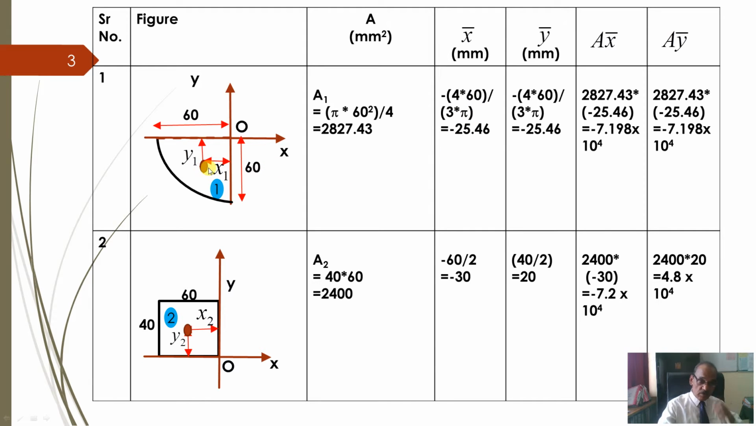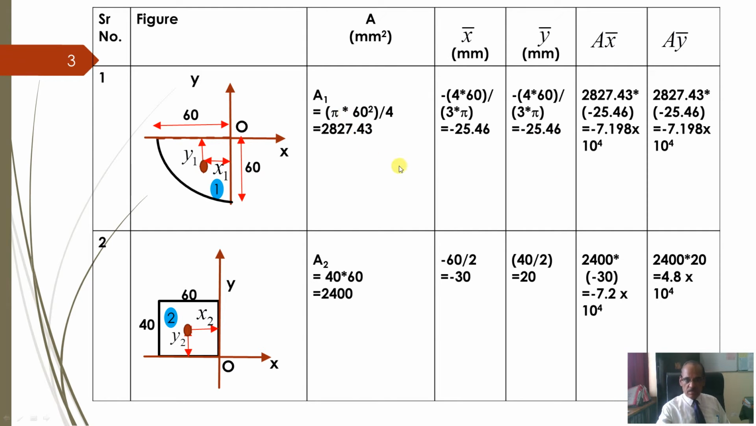This is the centroid, and if I draw a horizontal line, it intersects the negative y-axis, and that's why the y coordinate will be negative. Similarly, through the centroid, if I draw a vertical line, it intersects the negative x-axis, and that's why the x coordinate is also negative. So the coordinate is 4r by 3 pi, for both it is the same, minus 25.46, minus 25.46.